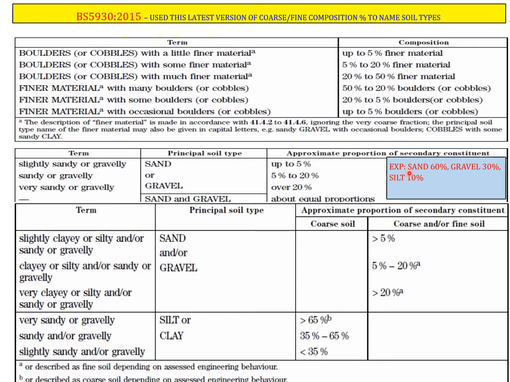Alright. Another example: if you have gravel 90% and then sand 10%. Okay, sand is 10%, which means just sandy. So it is going to be sandy gravel. That is how to name the soil, right?